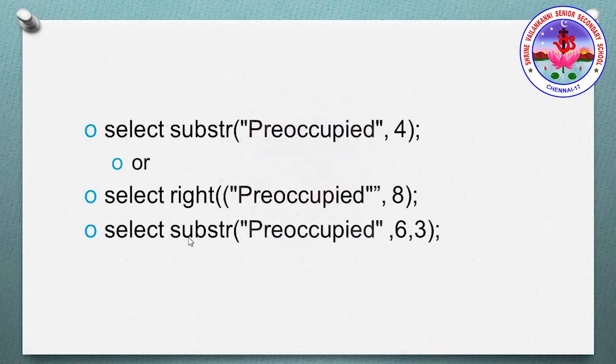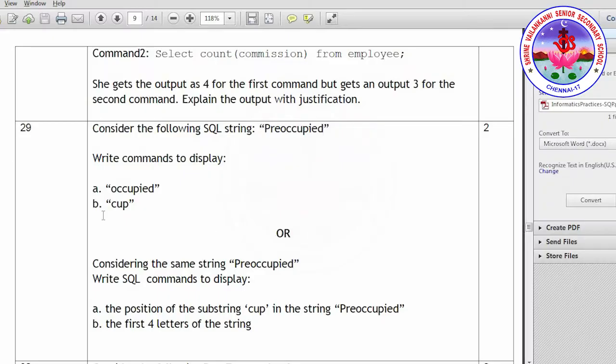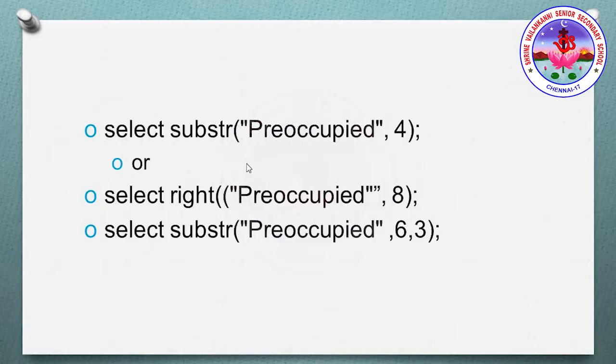Okay, so the output is select substring of preoccupied, comma 6, comma 3. From the 6th position, 3 characters should be extracted. So 1, 2, 3, 4, 5, 6. This is the 6th position. From 6 we need 3 characters. So CUP will be extracted. So we'll get the answer as cup. So you have to write these 2 statements.